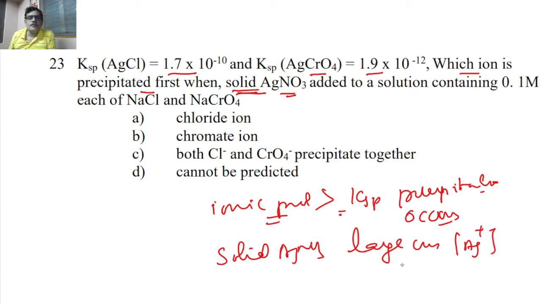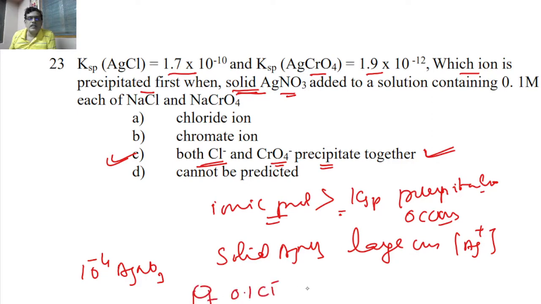Therefore, both are going to be precipitated. So we cannot predict which is first and which is later. So both are going to be precipitated. Instead of solid, if they had given it as 10 to the power of -4 molar silver nitrate, then we would have to calculate which one will be greater, because one solution contains 0.1 molar Cl minus, another solution contains 0.1 molar chromate ions.